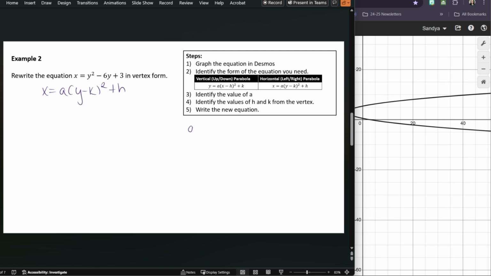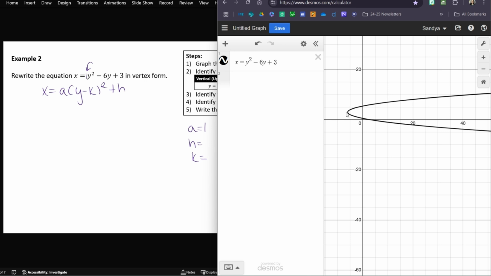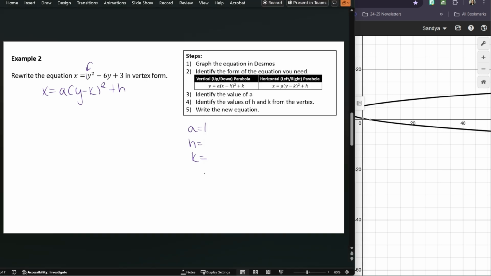Now I just need the values of a, h, and k. So a is the coefficient of the squared term. Here there's no coefficient, so that's just going to be that 1 that's implied. Now I need the coordinates of the vertex. So the coordinates of the vertex are -6, 3. So h is going to be -6 and k is going to be 3. So let's plug everything in. We have x equals 1 times (y minus k), so (y minus 3) squared, and then plus h, so plus -6.